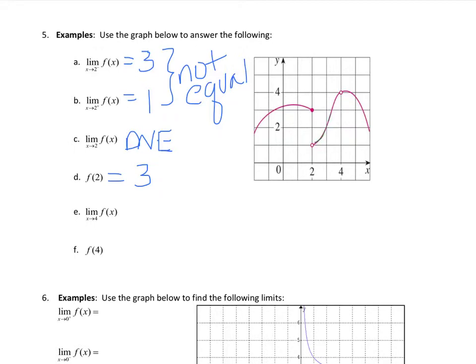Alright, now we're looking at 4. So we go from the left and from the right this time because it's not specifying which way. So we need to look at both ways. And it looks like if we approach from the left and the right, we're heading towards 4 on the y-axis. F of 4, however, does not exist. There's a hole there. So this is to show that the function value doesn't have to exist for the limit to exist, which I mentioned earlier.